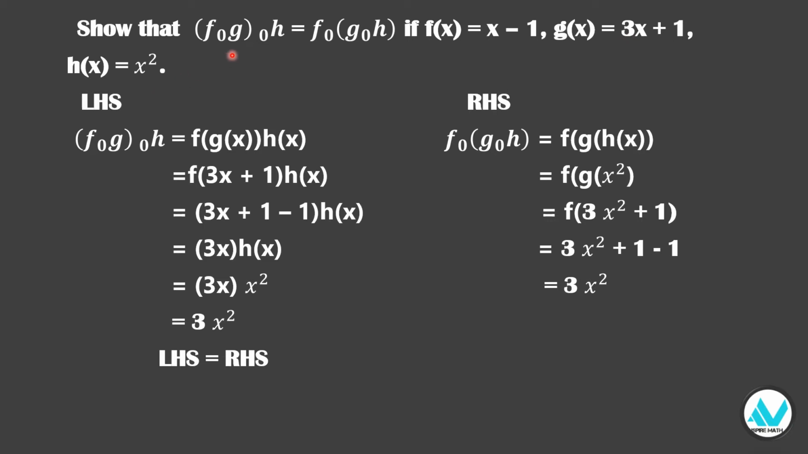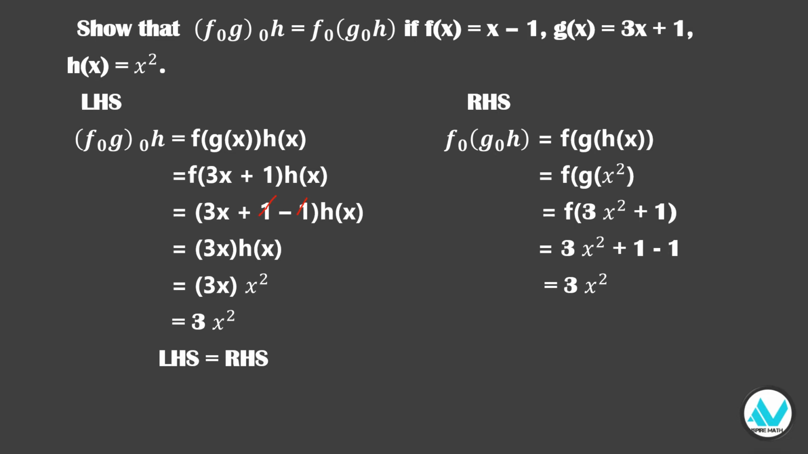Let me take the LHS. (f∘g)∘h. Now the brackets is for f of g. So I am going to write f of g of x into h of x. Now g of x is nothing but 3x plus 1. I am going to substitute 3x plus 1. Now f of 3x plus 1 into h of x. Now f of x is nothing but x minus 1. In place of x, I am going to write 3x plus 1. So 3x plus 1 minus 1. Now let me cancel. That is plus 1 and minus 1 I am going to cancel. So I am left with 3x into h of x.